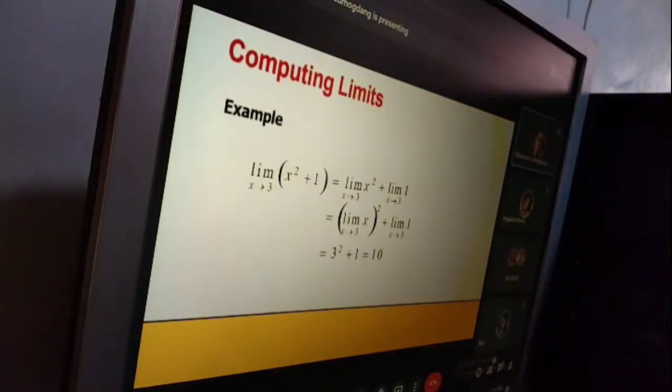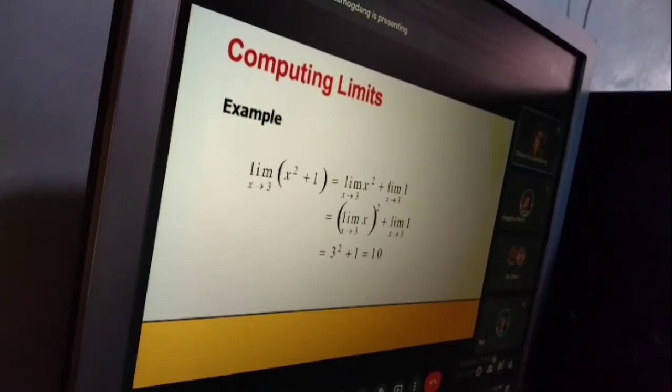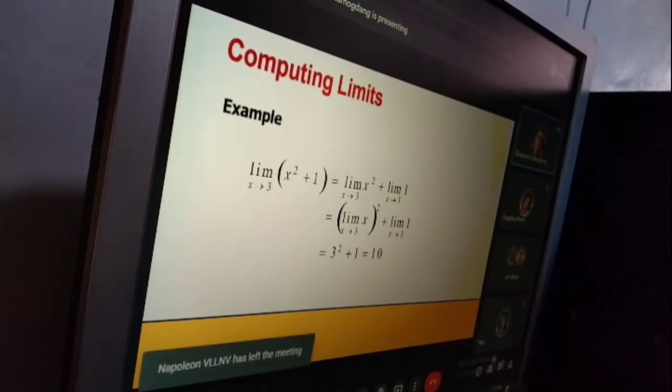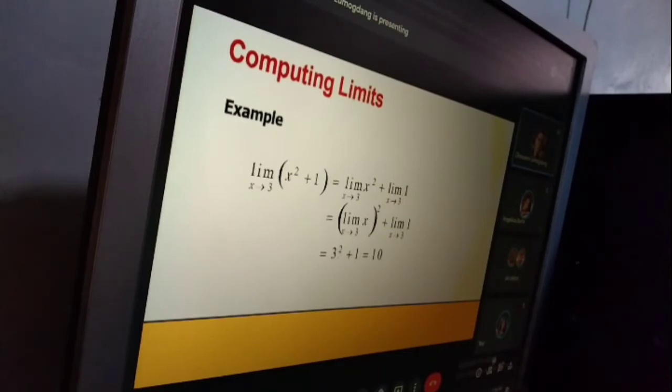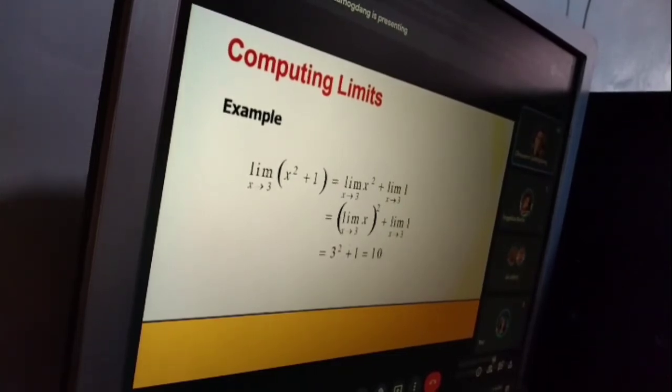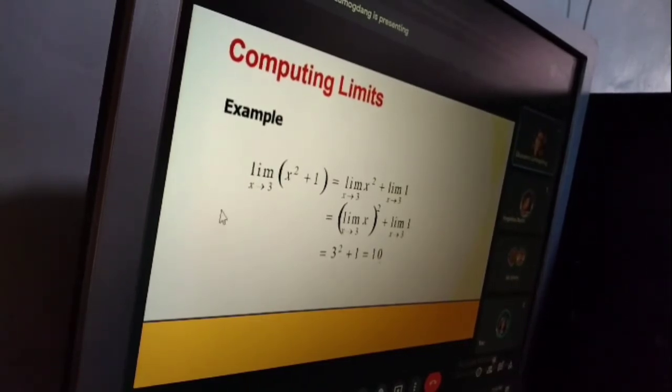So computing limits. So for example here, let's compute. Find the limit of x squared plus 1 as x approaches 3. So this is the sum of two functions, x squared and 1. So the limit of x squared as x approaches 3 plus, hiniwalay lang natin, limit of 1 as x approaches 3. So sa x palitan natin ng 3 squared plus the limit of 1 as x approaches 3 is 1. Therefore 3 squared is 9 plus 1 is 10. Therefore the final answer is 10. Question? May tanong? Wala. Okay, next.